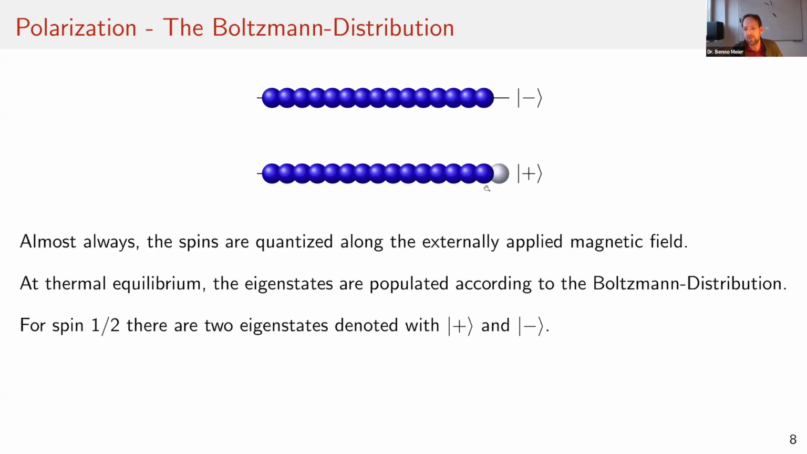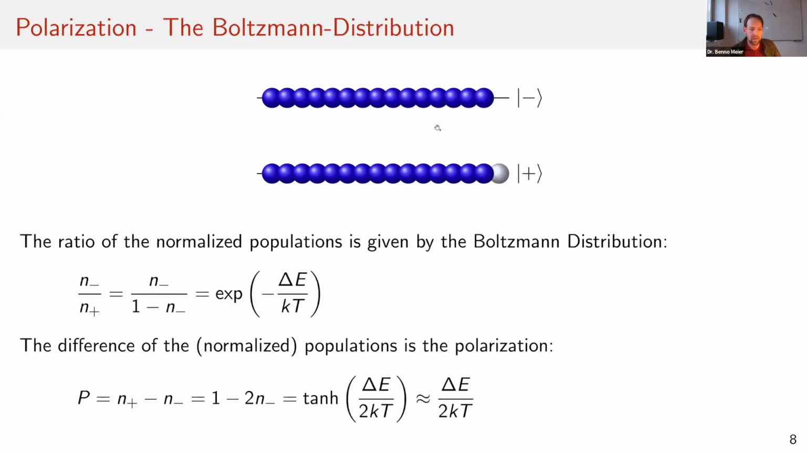This is almost always the case that the nuclear spins are quantized along the field that you apply, your B0 field, and then these states are populated according to the Boltzmann distribution. And the mathematics of that are such that you can work out that the polarization is given by this expression, which in the high temperature approximation becomes delta E over 2kT.